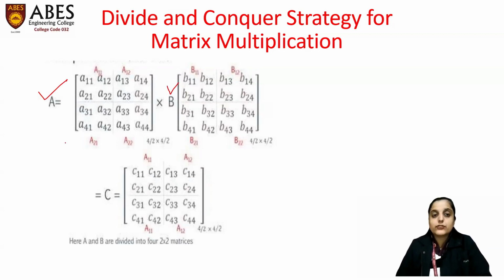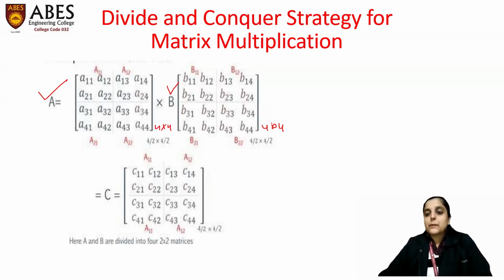Now, this matrix is of the order 4 cross 4. And the divide and conquer strategy only works on a 2 cross 2 matrix. It means the base condition, the smallest condition, is that the matrix should be of the order 2 cross 2. If the matrix is of the order 4 cross 4, then please convert it into the order 2 cross 2. So how are we going to divide?